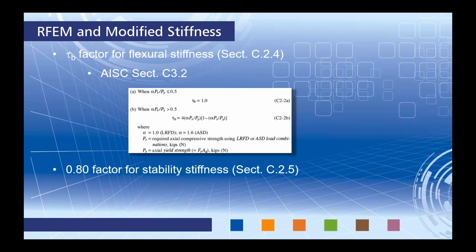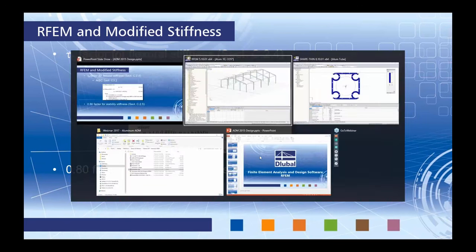Now, the 0.8 factor should also be applied to stability stiffness, and this comes from section C2.3. In my opinion, stability stiffness refers to flexural and axial stiffness. There are ways to apply this to shear stiffness as well, but like I said, I think for stability stiffness and what we're concerned with today, we're just going to keep this applied to flexural and axial and not shear stiffness. So again, how do we use the program to take this stiffness modification into account?